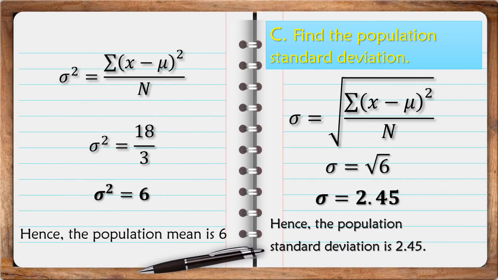So, here is the population mean. We have 6, because in getting the standard deviation, we need to define first the population standard deviation. This will be the formula. So sigma is equal to the square root of 6. Therefore, the standard deviation is 2.45.